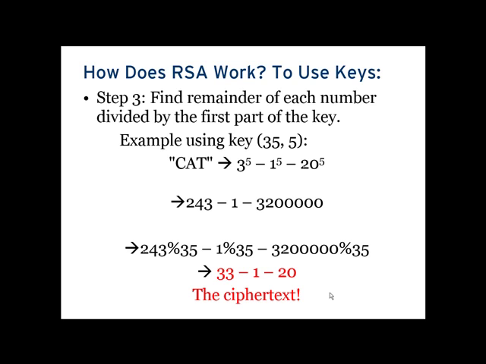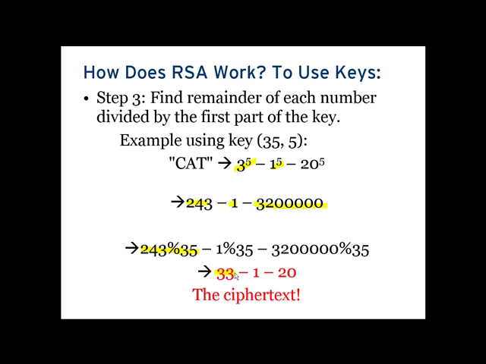Now we're going to figure out the remainder of each of those numbers divided by the first part of the key. Again, 3 to the 5th gives us 243, 1 to the 5th gives us 1, and 20 to the 5th gives us 3, 2, and then 5 zeros. Now we do modulus, the remainder. How many times does 35 go into 243? I don't know how many times, but it goes in with a remainder of 33. So the remainder is 33.